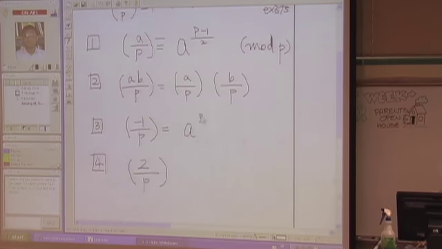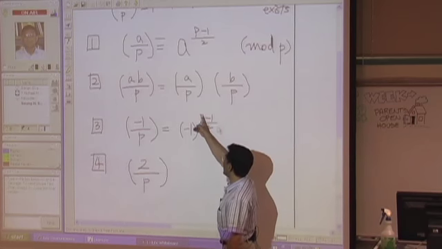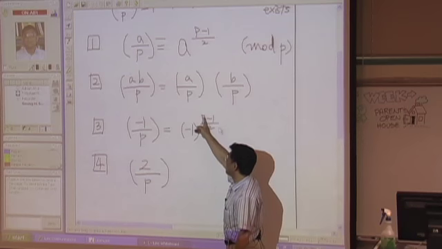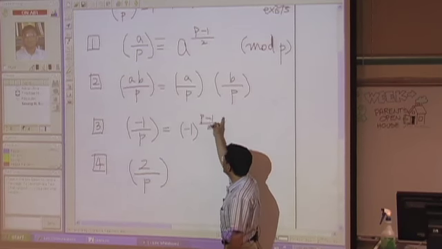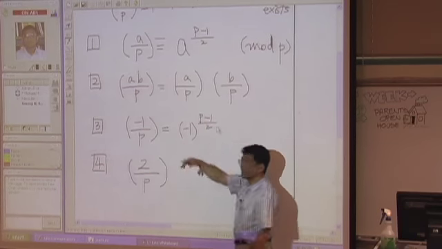If we calculate this, this is the same as a to the power of p, negative 1 to the power of p minus 1. Yeah, it's okay. So if we interpret this, when p is congruent to 1 mod 4, then it is 1. When p is congruent to negative 1 mod 4, then it is negative.